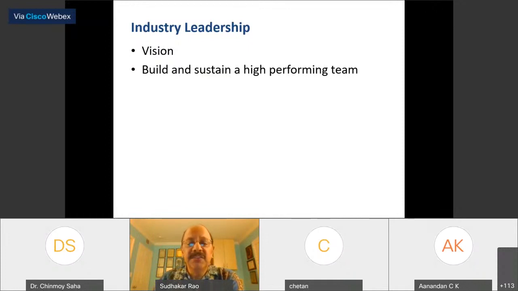Then build and sustain a high performance team. As a technical leader, you have to lead the team, so it's important you work with the team. If you are not able to work with the team, it's not good. You have to motivate the team and lead the team as well. And you have to take ownership. Ownership means you take the blame when it doesn't work, and when it works, you give the credit to the team. That's a quality of a good leader.